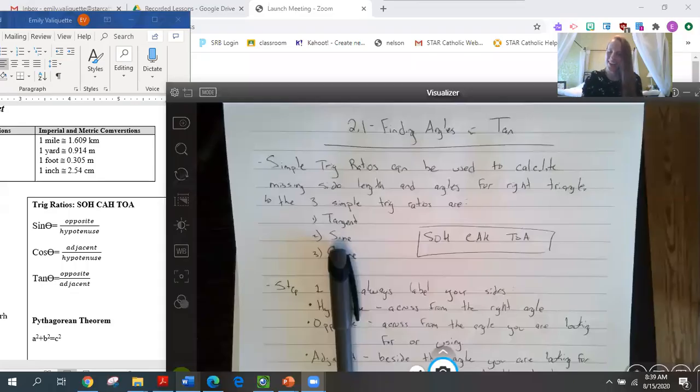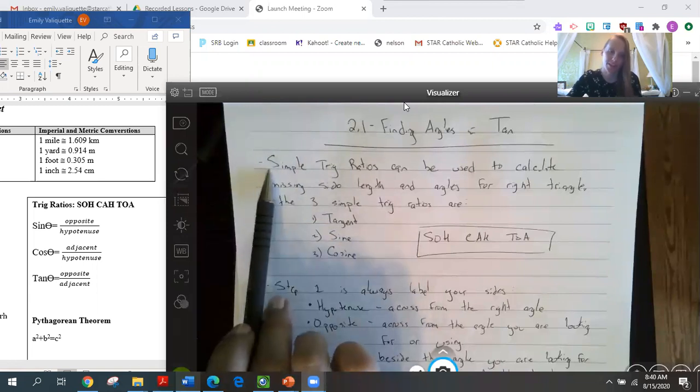Hey guys, so today we're going to be starting chapter 2, which is all about trigonometry. For this first lesson, we're just going to be going over how to solve for missing angles using the tangent ratio. Okay, so this is lesson 2.1, finding angles with tan.